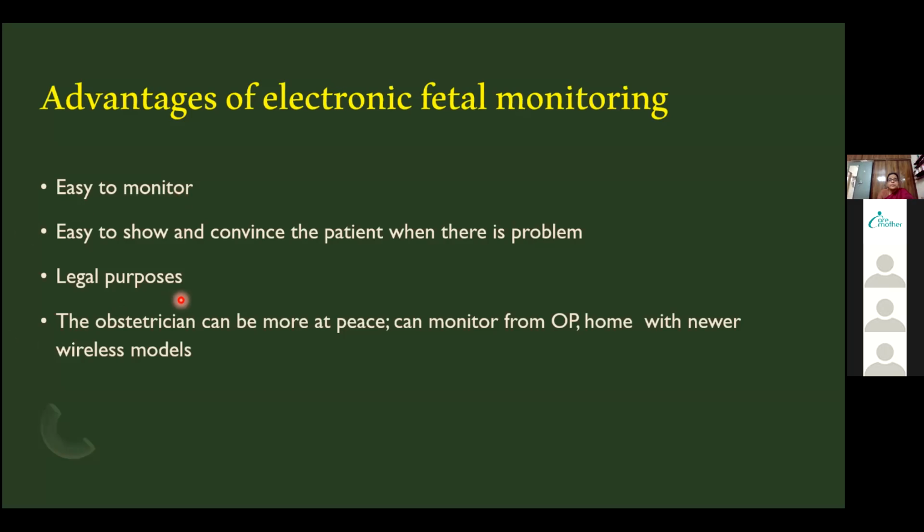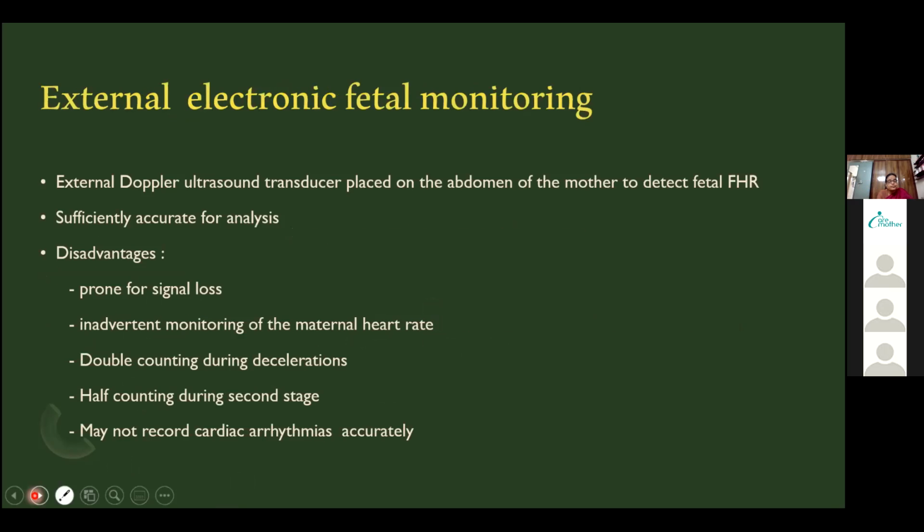And for legal purposes, if you say I monitored the fetus, and you don't have any records, then it doesn't stand in a court of law. So for legal purposes, you definitely need electronic fetal monitoring, and we can be at peace when the patient is being monitored. And with the newer machines, you can monitor while sitting in the OP or even at home with the newer wireless models. That is a great boon.